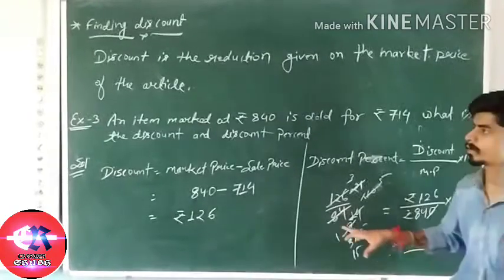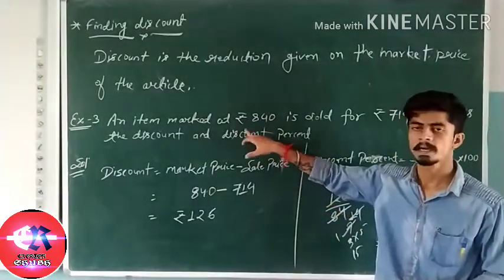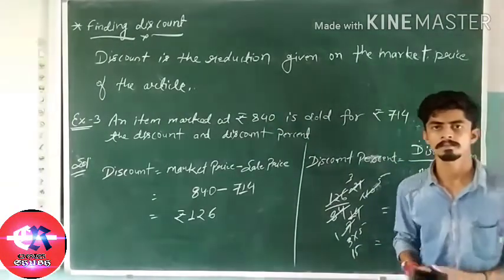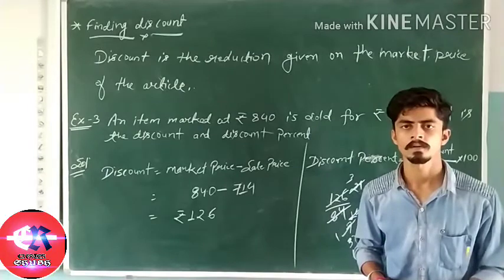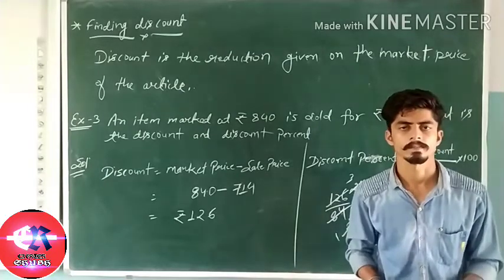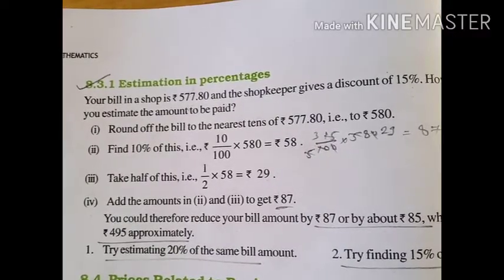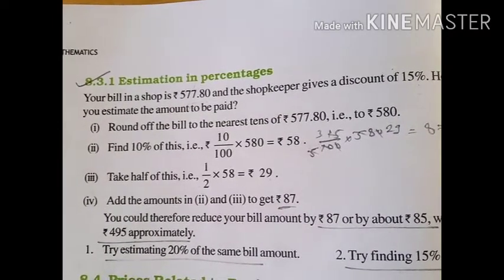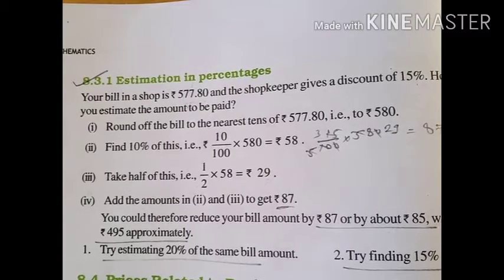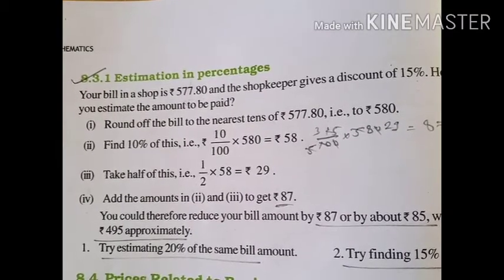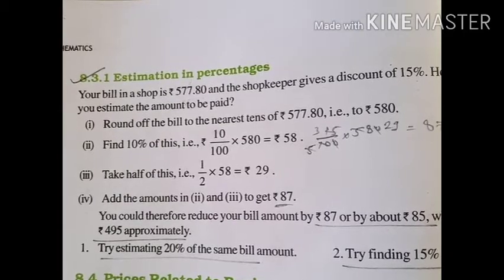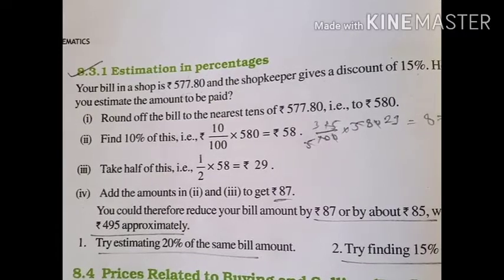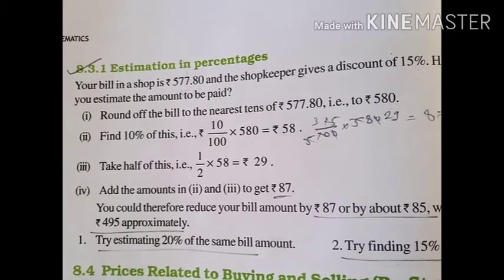So that's how the solution of that example number 3 on the topic of finding a discount works. Hope this is very clear for you. So that's all for the topic. Now the next topic is estimation in percentage. When we find values in decimal form, we have to take the nearest 100 or 1000 to make it a perfect whole number. So by this estimation method we can find the approximate value.